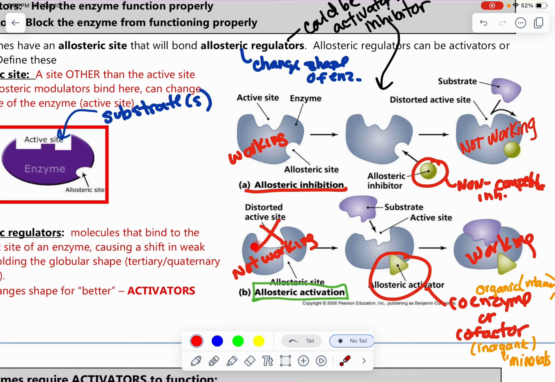So in that case, I might have an enzyme that's not the right shape. And sometimes we do this on purpose. Like when it gets made at your ribosomes, the enzyme's tertiary structure or quaternary structure just isn't the correct shape to start out with. So my active site isn't right. And I might want it that way so that I can turn this enzyme on when I need it by having an allosteric activator. And again, this could be something we call a coenzyme or a cofactor.